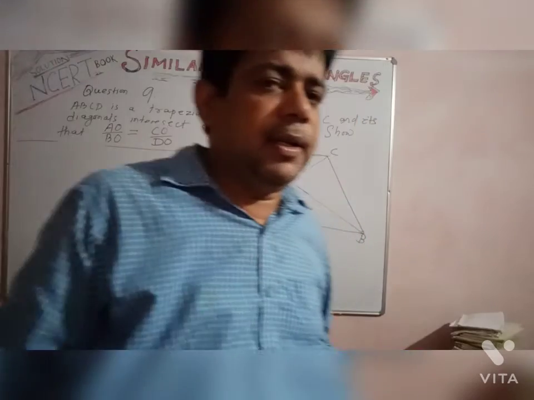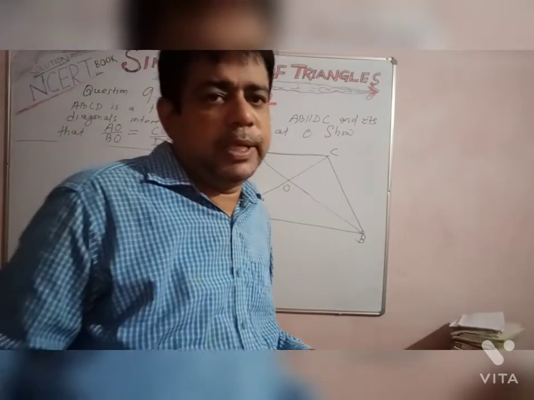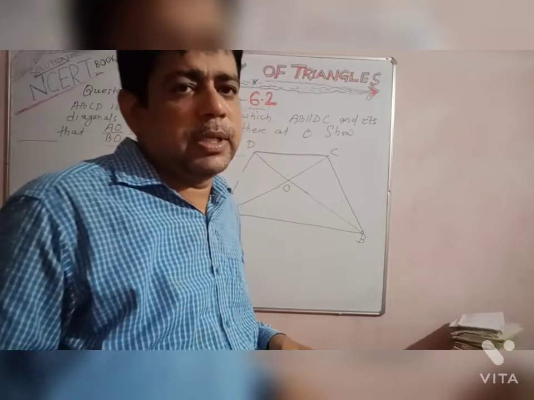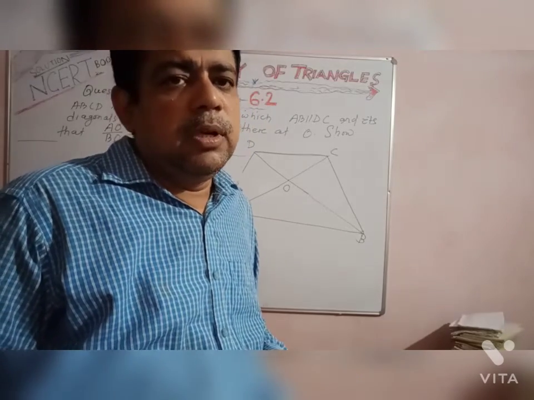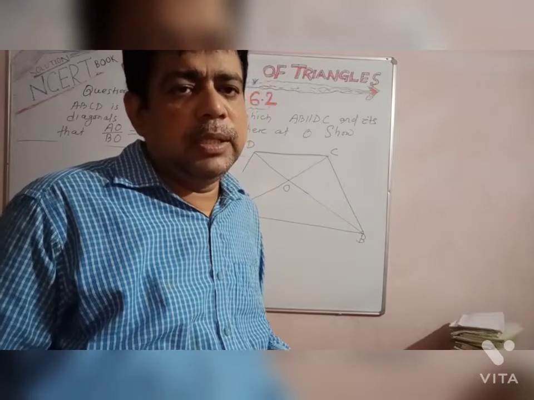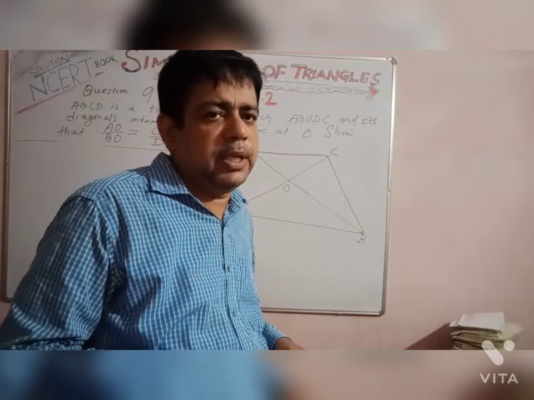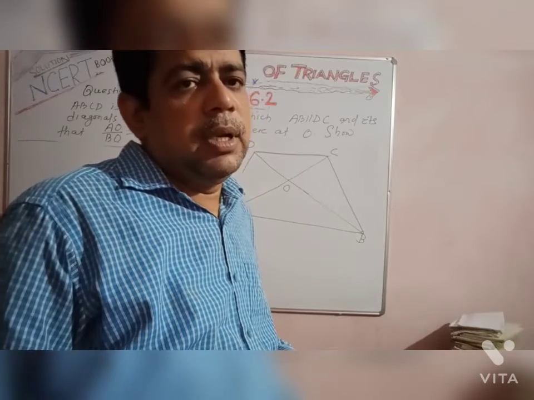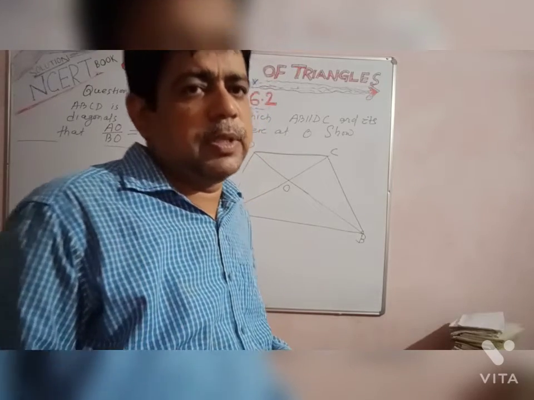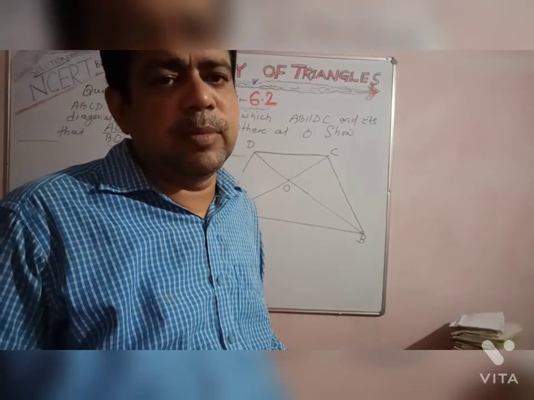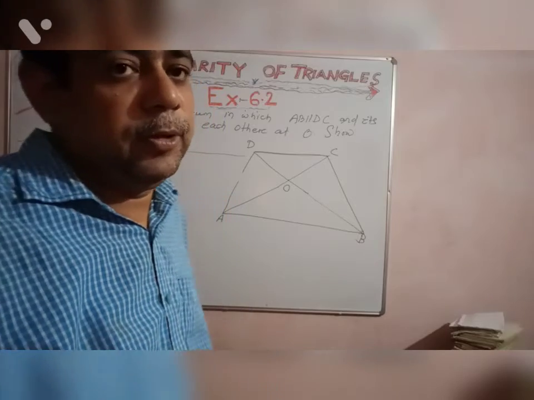Once again, welcome to my class. Here I am going to discuss a problem from Exercise 6.2 of your NCERT book, on similarity of triangles. Here is an NCERT problem, question number 9. It is an use of the concept of the basic proportionality theorem and the converse of the basic proportionality theorem. BPT and converse BPT concept we are using here.